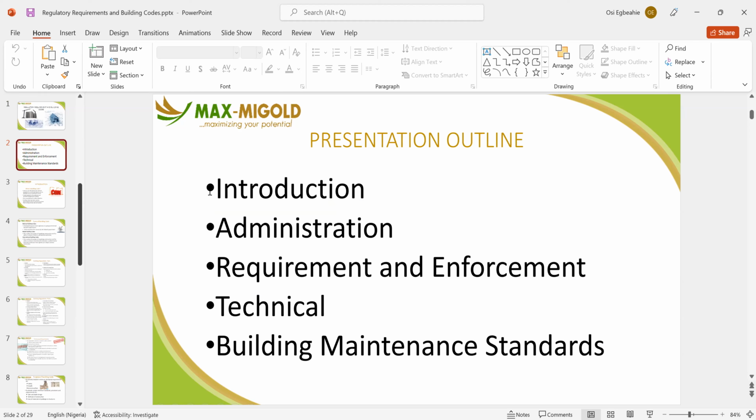The presentation outline: we look at the introduction, the administration of the building code, requirements and enforcement, technical details, and building maintenance standards.